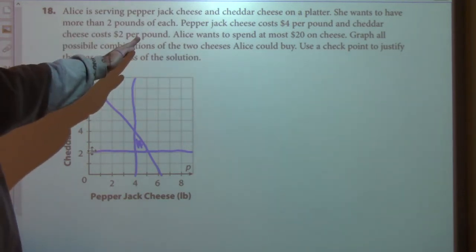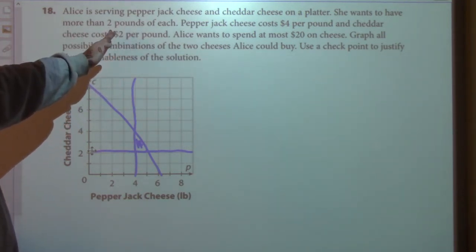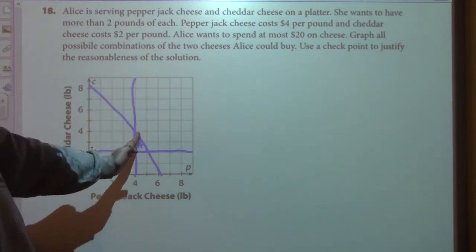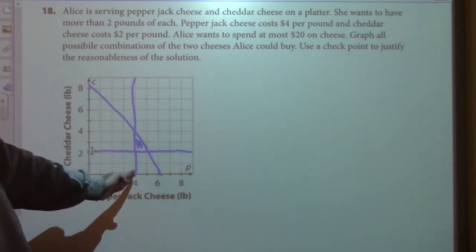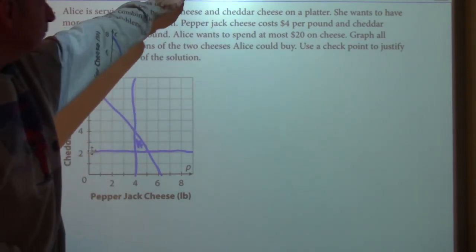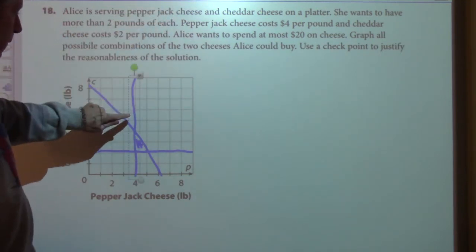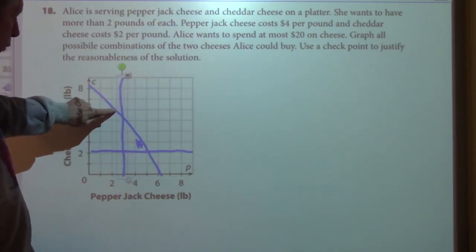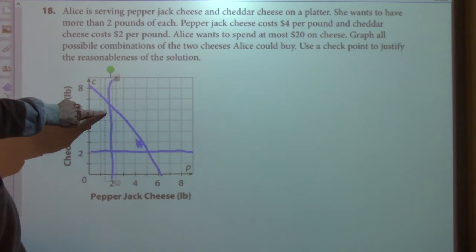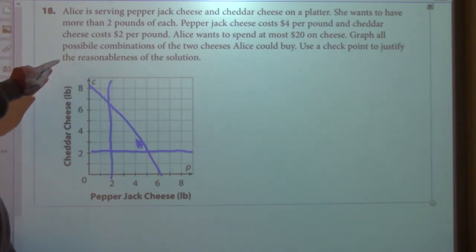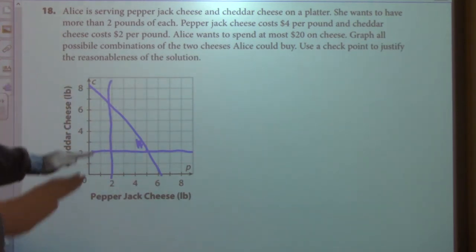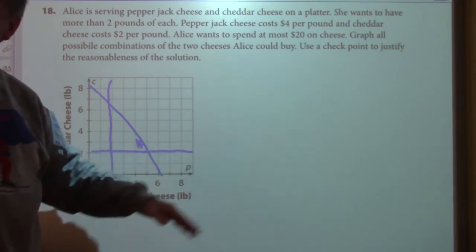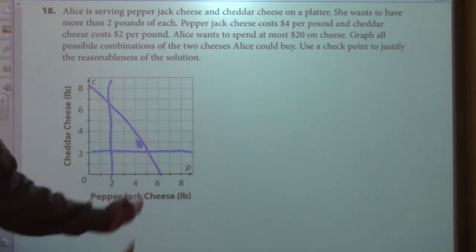So more than 2 pounds of each, right? So let's go ahead and move this over here. We're going to take this and move it over here. Does that make sense? It doesn't make sense? Because we need to have at least 2 pounds of each. And so the 2 is going to go on each of them, right?